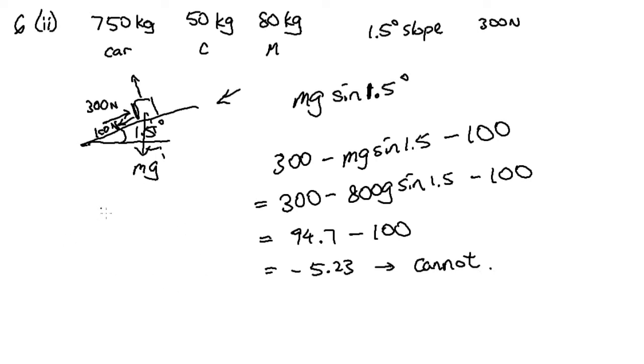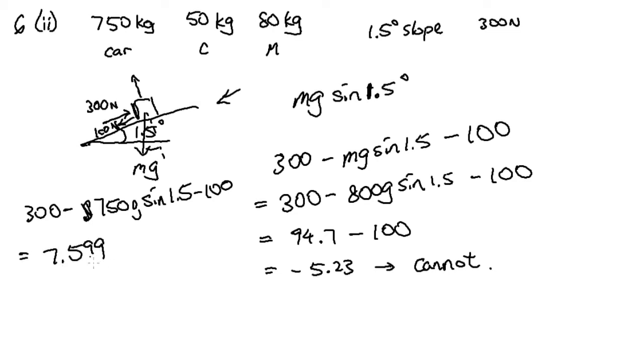What if Carol is not in the car? That means that this m will be 750 only. So let's do the same equation: 300 take 750 g sine of 1.5 take 100, which gives us 7.59, which is greater than 0, and therefore he can push it up.